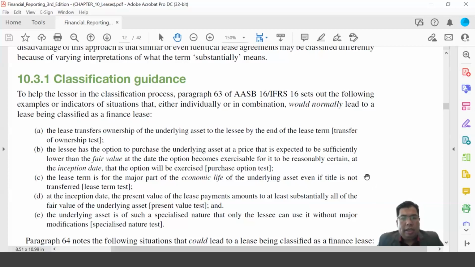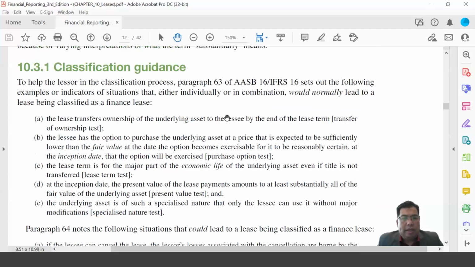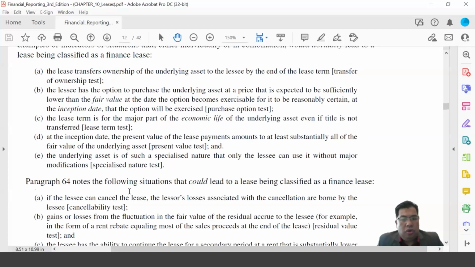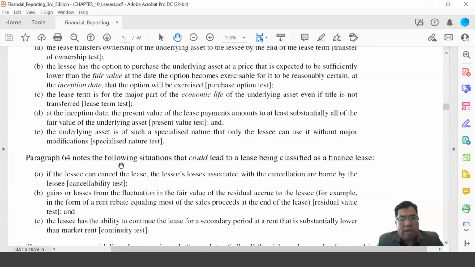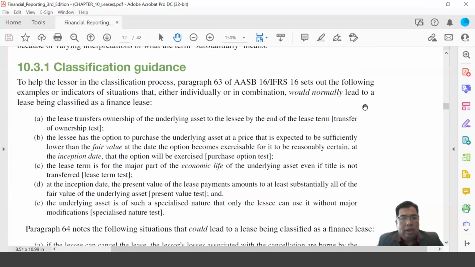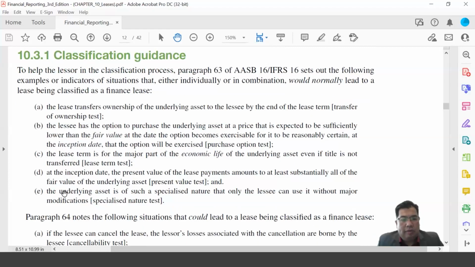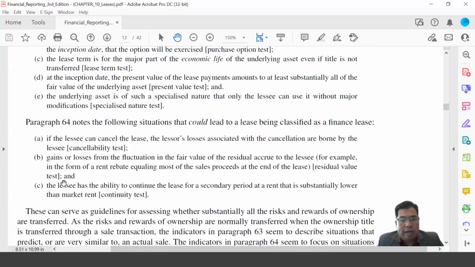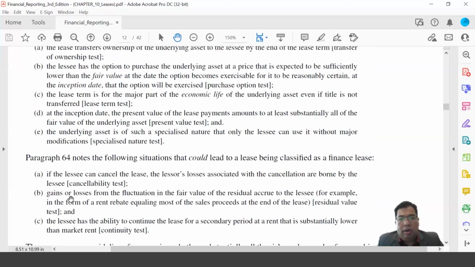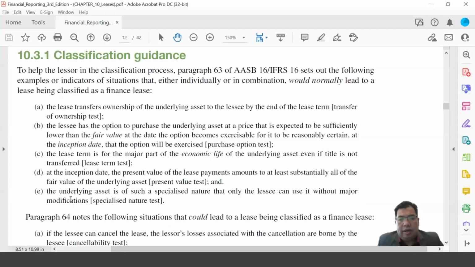And then para 64 also provides additional guidelines where situations could lead to a finance lease. This is normally lead to a finance lease. We have 5 criteria, and then we have another 3 criteria on whether it should be classified under finance lease or not. So please do your revision on this.